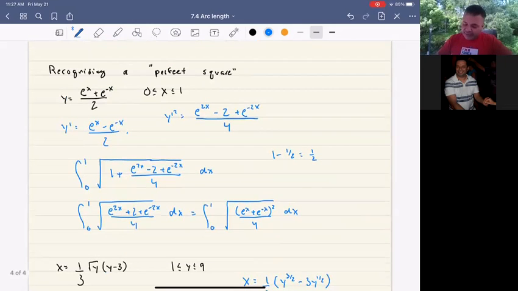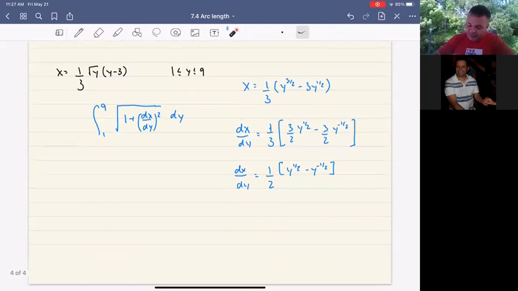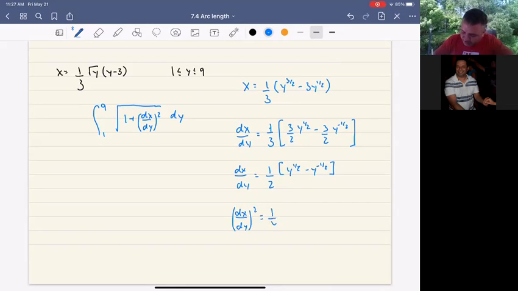The 3's cancel all over, so dx dy equals 1/2 y to the 1/2 minus y to the negative 1/2. Again, just like I did here, when I squared it, I did this squared minus 2 times these two plus this squared, and the minus comes from here. Same thing here. So dx dy squared is going to be, there's a 1/4 there, y minus 2 plus 1 over y.